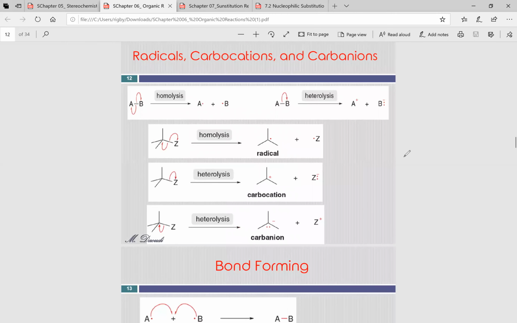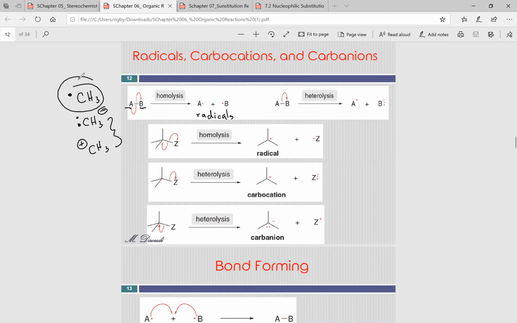We can either do it equally, where each atom gets a single electron, and we create something called radicals, okay? Radicals are just essentially atoms or molecules with only an odd number of electrons. So CH3 with a single electron, that's considered a radical, whereas we can see CH3 with 2 electrons is negatively charged, and CH3 with no extra electrons is positively charged. These two are ions. This is a radical, okay?